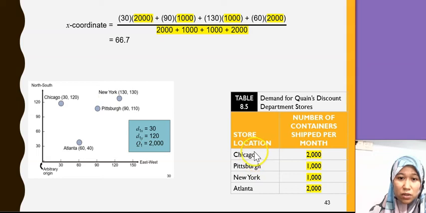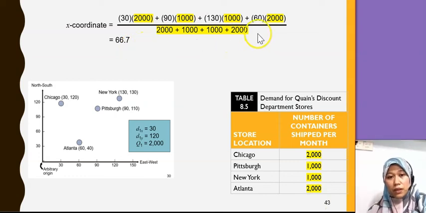So kita ikutlah. Okay, Chicago berapa? 30 darab 2000. Okay. And then kita ada 90 darab 1000 ni daripada mana? 90 ni daripada Pittsburgh. Pittsburgh 90 X dia. Darab volume dia 1000. And then 130 ni koordinat X untuk New York. Darab 1000 volume New York. And then Atlanta last kali 60. Paksi X dia darabkan dengan 2000 volume dia. Okay. So bagikan dengan berapa? Bagikan dengan sum. Okay. Better to sum up this one. Okay, so campurkan semua dapat the value and you bahagikan dapat 66.7.